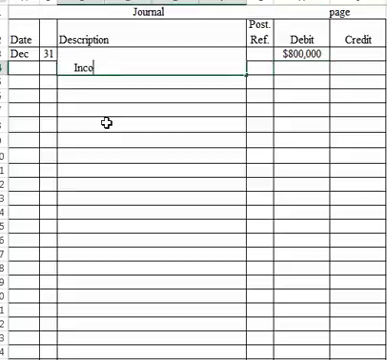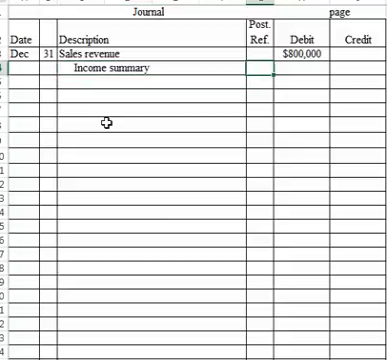We're going to close it out to an account only used in the closing process, income summary. And we'll credit it for the balance of the revenue account, or the total of the balances of the revenue accounts if there were more than one. In this case, that's $800,000.